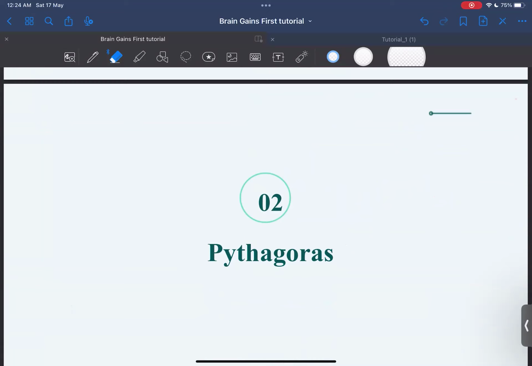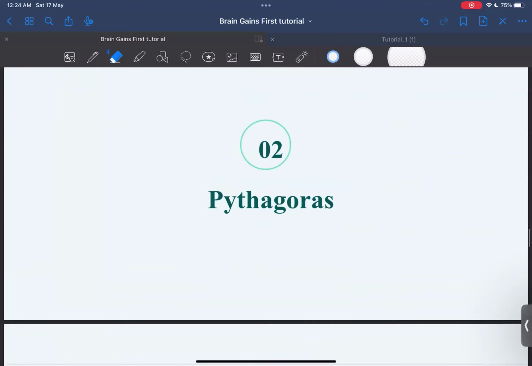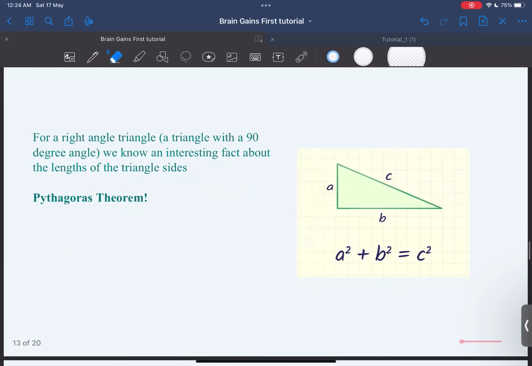So I'd expect some of us to know. Yeah, exactly. So Pythagoras theorem is mainly to do with right angle triangles, right? For a right angle triangle, which is a triangle with a 90-degree angle, we know an interesting fact about the relationship between the lengths of the triangle, and that's a squared plus b squared equals c squared, right?